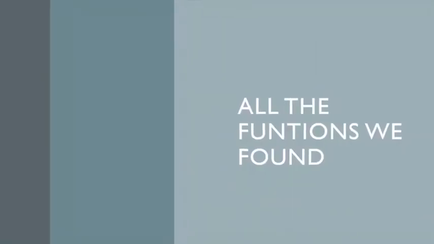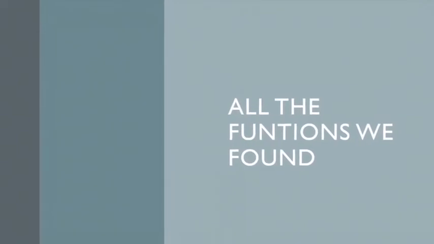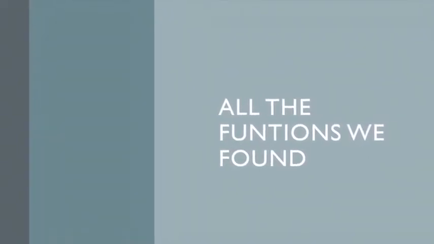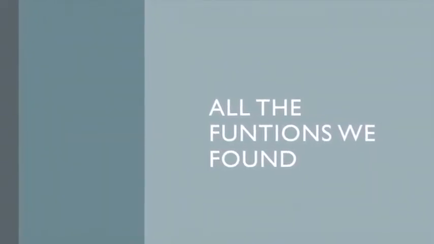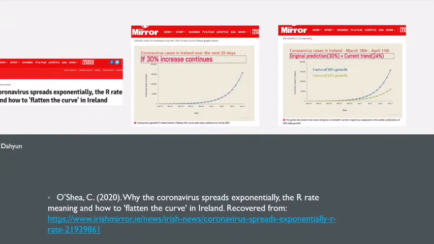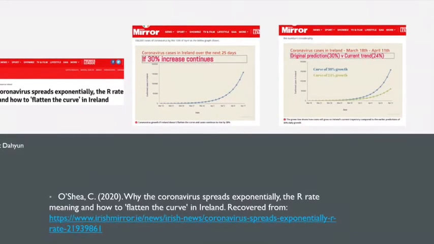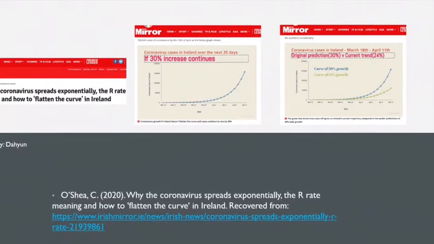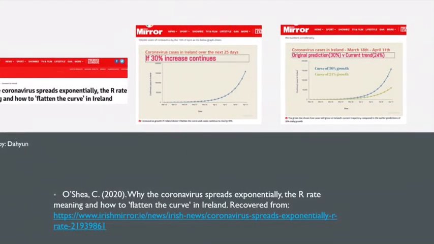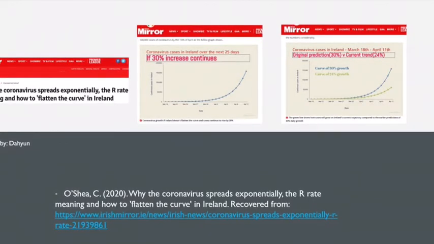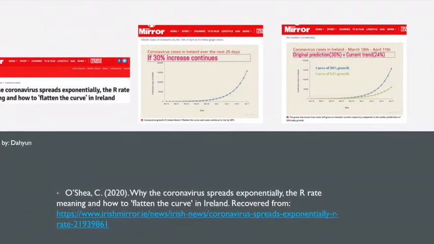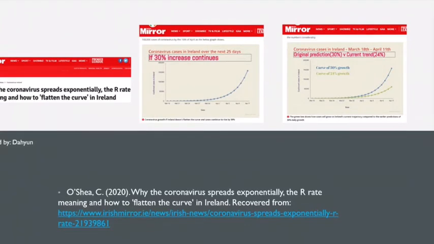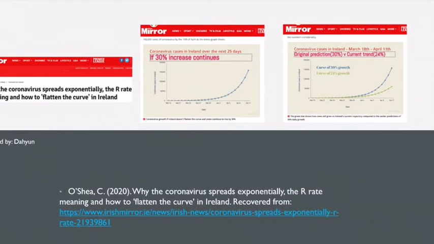For this project, we need to investigate and find a function in a newspaper or a magazine. So, we found these articles. All talk about the coronavirus. The first one is titled: Why the coronavirus spreads exponentially, the R rate meaning, and how to flatten the curve in Ireland. This report talks about the exponential growth of this virus in this specific country, and it shows us the graph of 25 days of this virus growing.